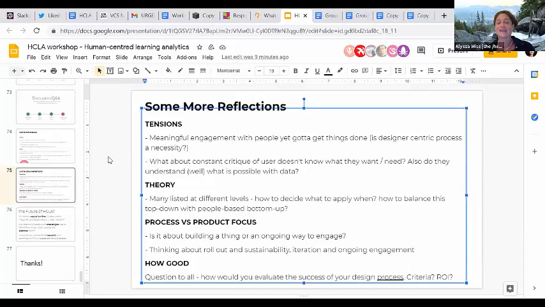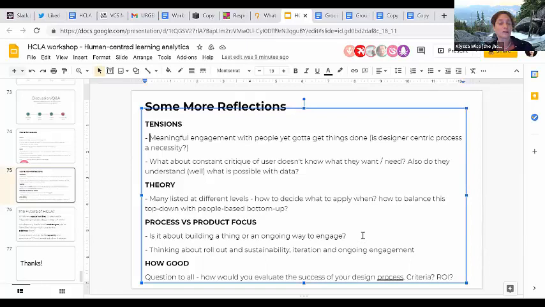And so my question is, okay, how do we decide what to apply when? And how do you balance theory-driven, which is by definition incredibly top-down, with this idea of a people-based bottom-up approach? I think that's a tension that we haven't addressed. If we've got a really theoretically motivated design and the users want something different, that creates another tension.